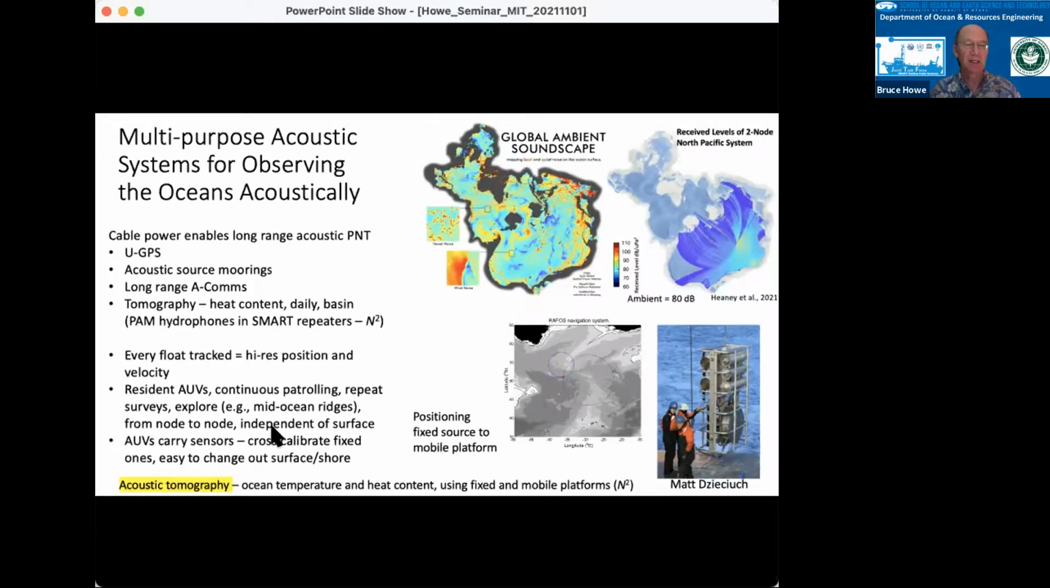And then the other thing is, if Argo floats had hydrophones on them, one could measure their velocity very precisely for every single transmission. So rather than waiting 10 days between GPS fixes, one can get it, let's say, every other hour or something. And this shows one of the more recent acoustic sources deployed for a year in the Arctic as an example.